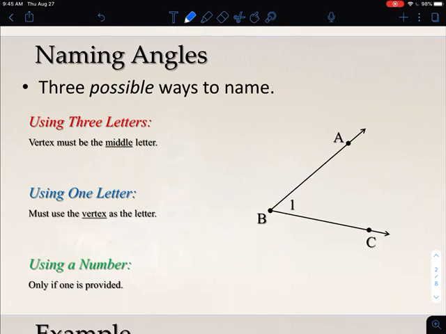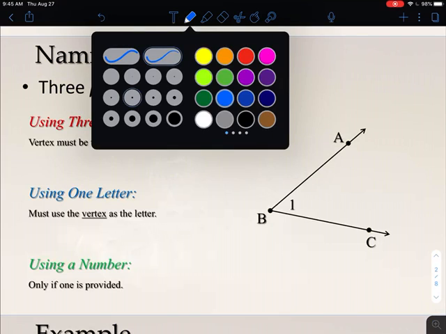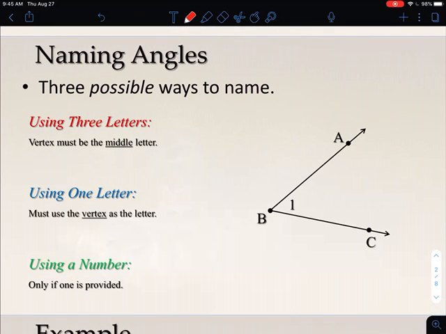Now, as far as naming angles, there are 3 possible ways to name an angle. First, we can name the angle using 3 letters. This is probably the most common and the one that you can use no matter what, as long as they give you points on the angle. If we're using 3 letters, the vertex must be the middle letter. That's extremely important to remember. As I'm looking at this picture, my vertex is, again, extremely important to identify. It's where the 2 rays meet. So B is my vertex.